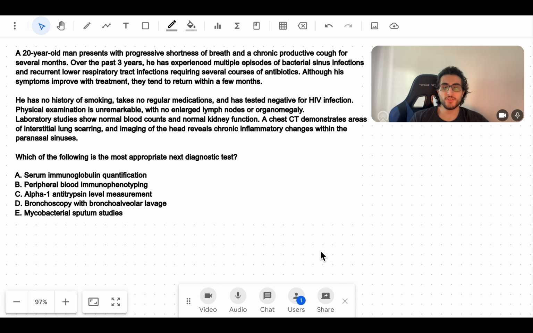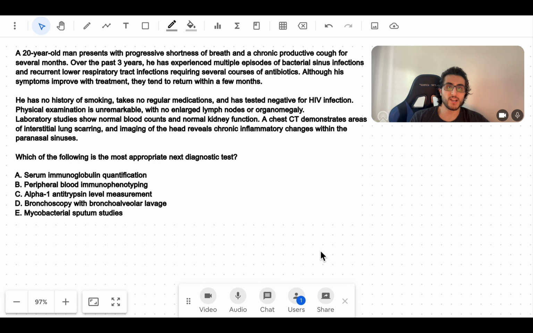Physical examination is unremarkable with no enlarged lymph nodes or organomegaly. Laboratory studies show normal blood counts and normal kidney function. A chest CT demonstrates areas of interstitial lung scarring, and imaging of the head reveals chronic inflammatory changes within the paranasal sinuses. Which of the following is the most appropriate next diagnostic test?